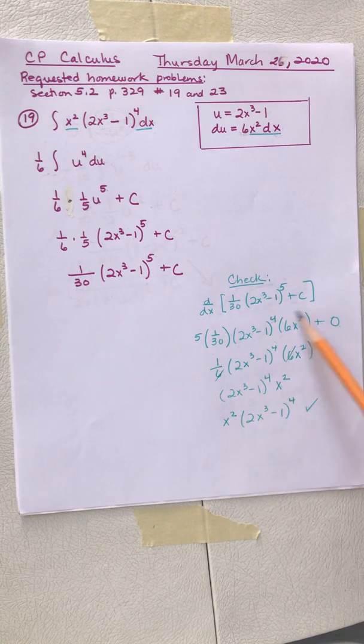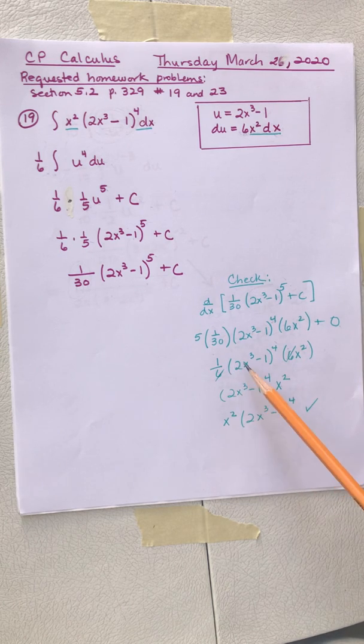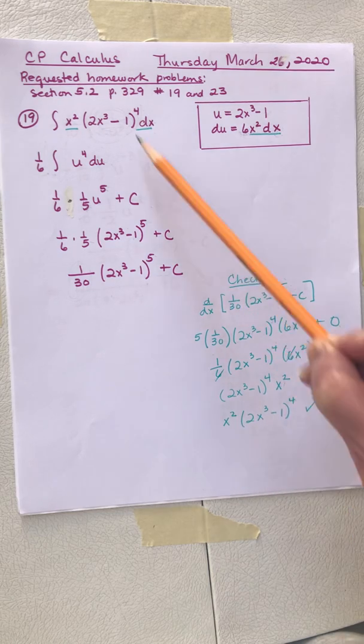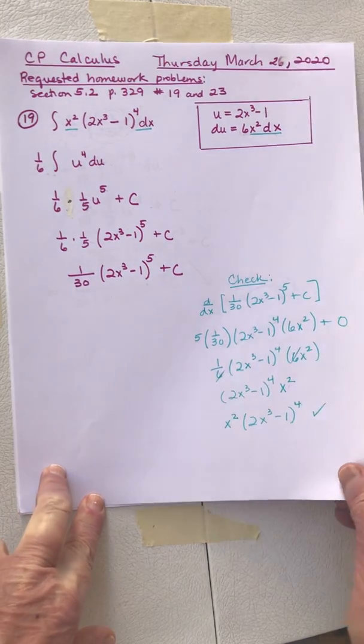Then I just simplify this. I get 5/30, which is 1/6, which ends up being multiplied by 6x squared, so those 6's will cancel. And I'm left with 2x cubed minus 1 to the 4th power times x squared. And I just put the x squared in front of my quantity 2x cubed minus 1 to the 4th power, and I see, yes, this is the original integrand. So check, that's number 19.